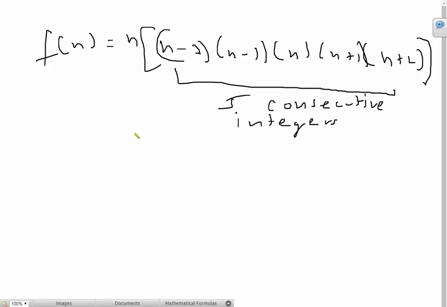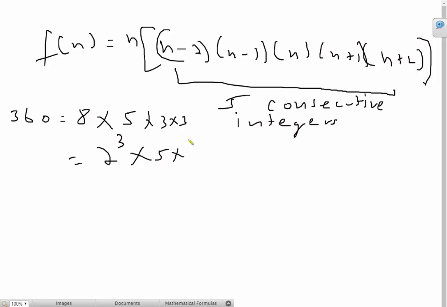Now, the real problem begins now. So 360 is equal to 8 times 5 times 3 times 3. So that is equal to 2 raised to 3 times 5 times 9. Okay, so this is equal to 2 raised to 3 times 5 times 3 squared. And now we've got a much clearer picture of what's going on.